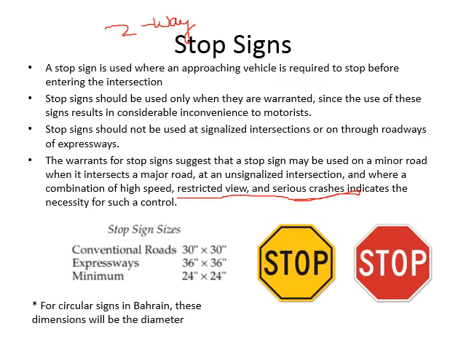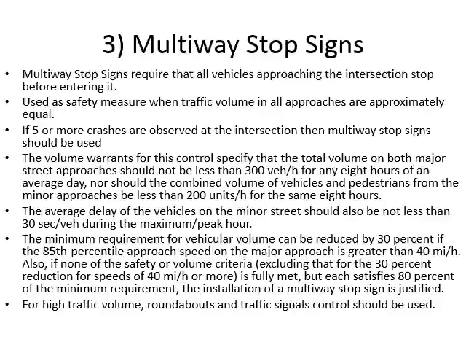Okay, these are dimensions for the stop signs. So these are the vertical and horizontal, two dimensions. In Bahrain we use circular signs, so in that case these dimensions will become the diameter. And again you can see they're using different sizes according to the type of the road.